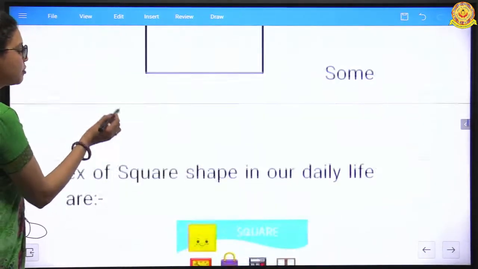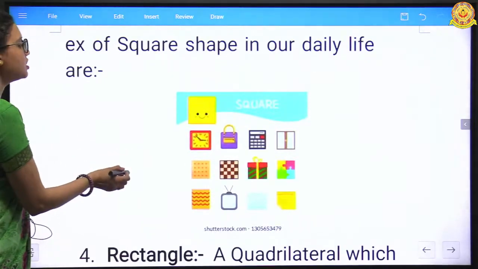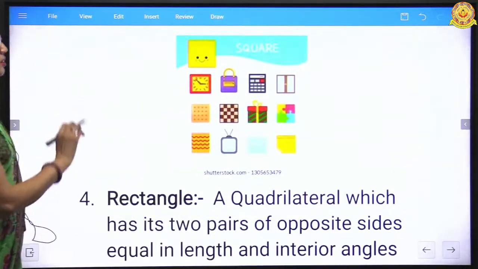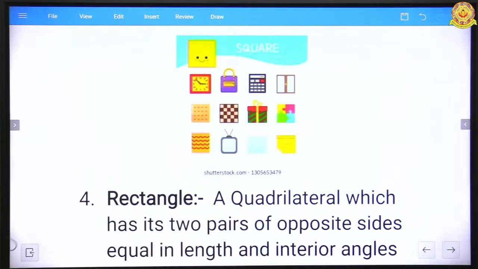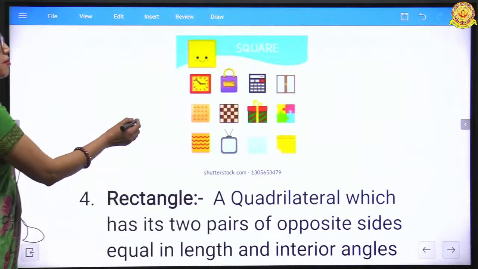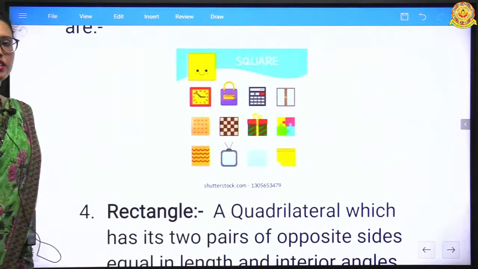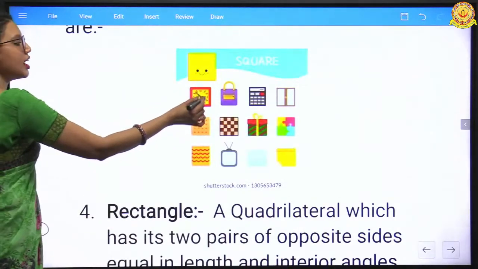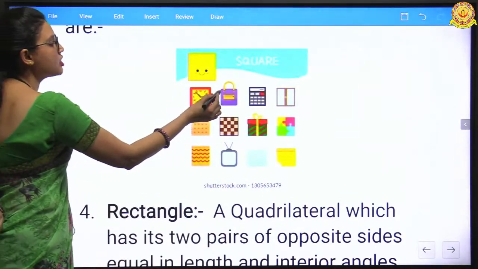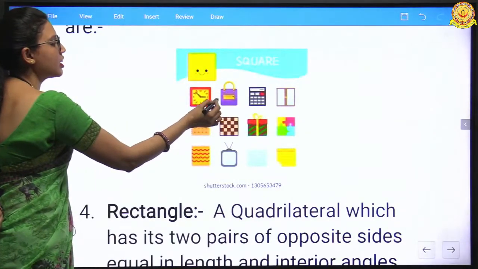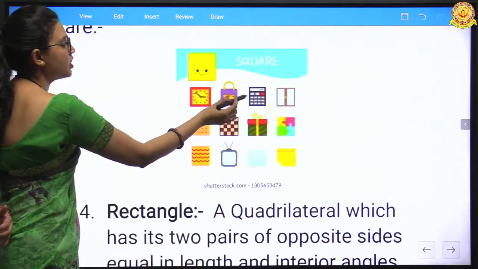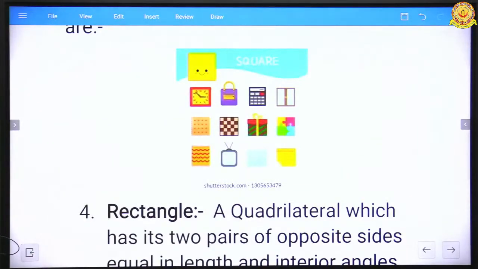Let's take a look at some examples of a square shape in our daily life. Here it is. Sometimes a whole globe is in a circle shape as we read right now. Sometimes it is looking like a square. Just look at this, it is looking like a square. Look at this bag also. This is also looking like a square. A calculator is also looking like a square. A window, same as a mat, a gift box and your puzzles.